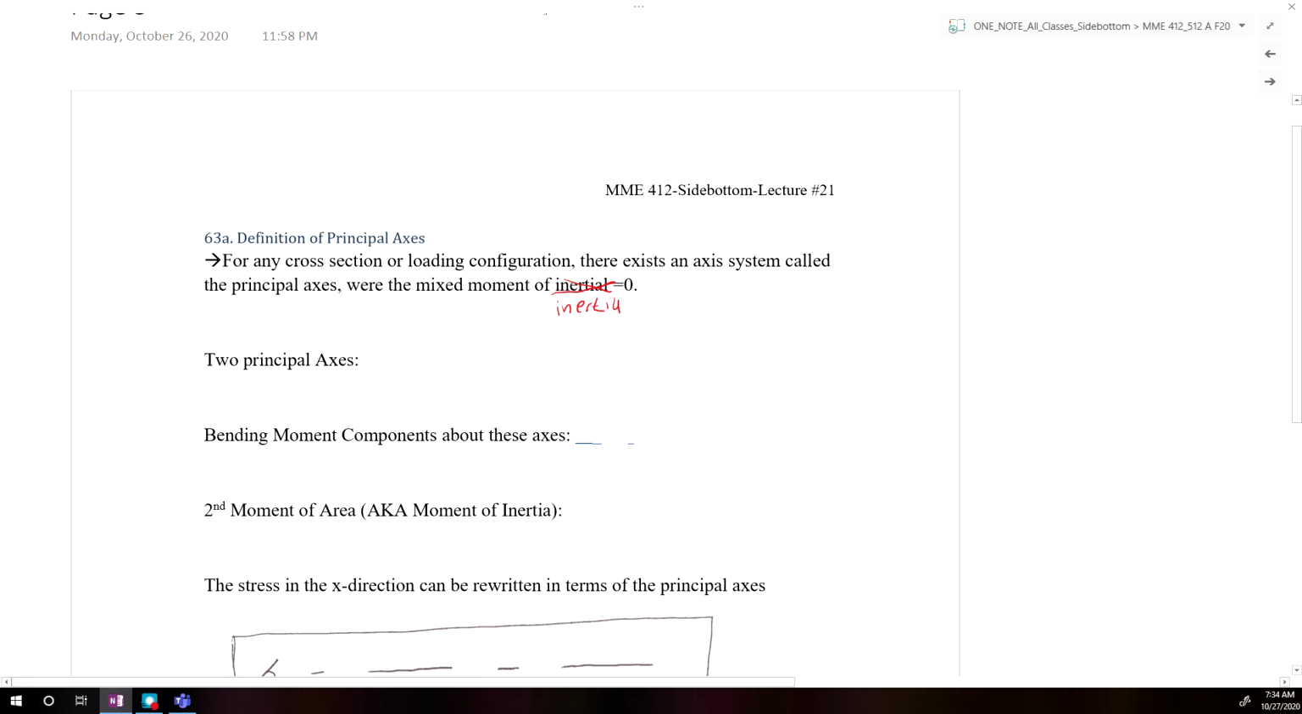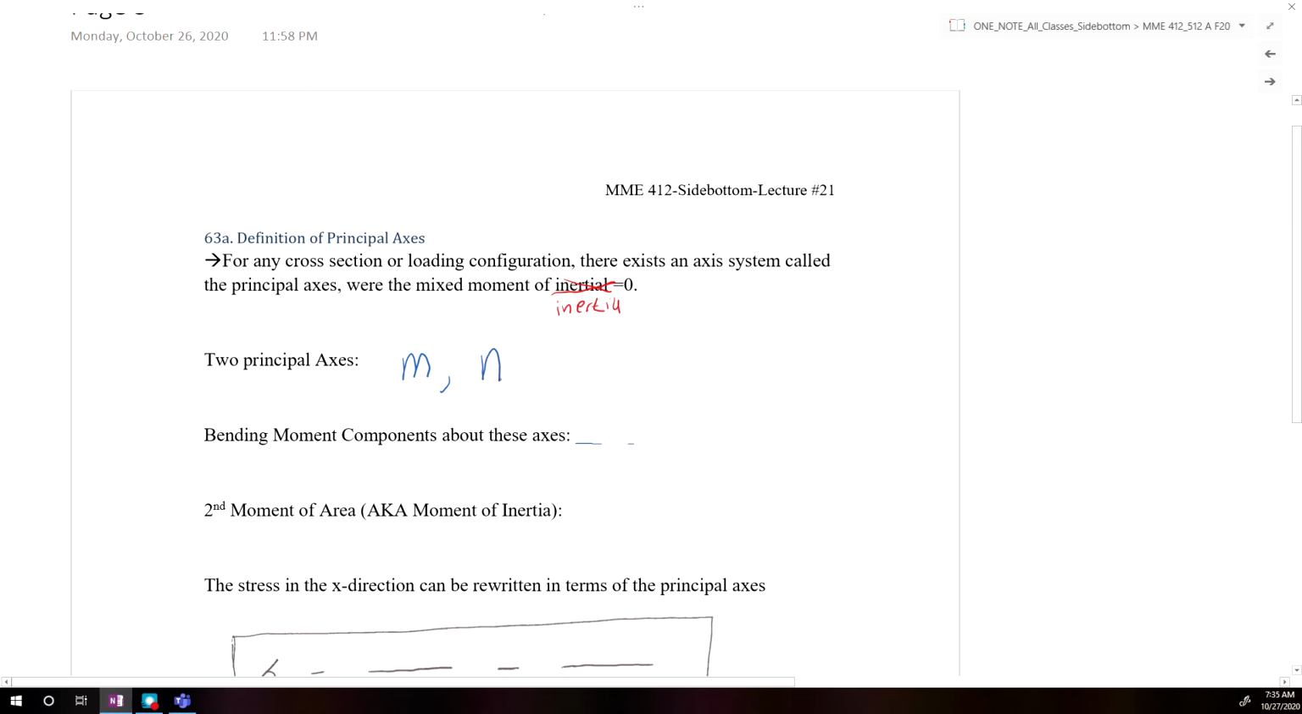So for any beam or structure with a given cross section that's uniform across the length, there will exist an axis system called the principal axes, where the mixed moment of inertia will be equal to zero. So our two principal axes we'll define using, instead of x and y, the letters m and n.